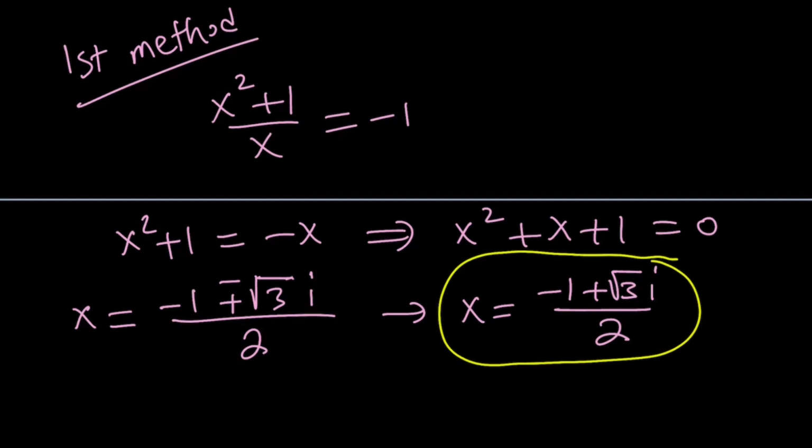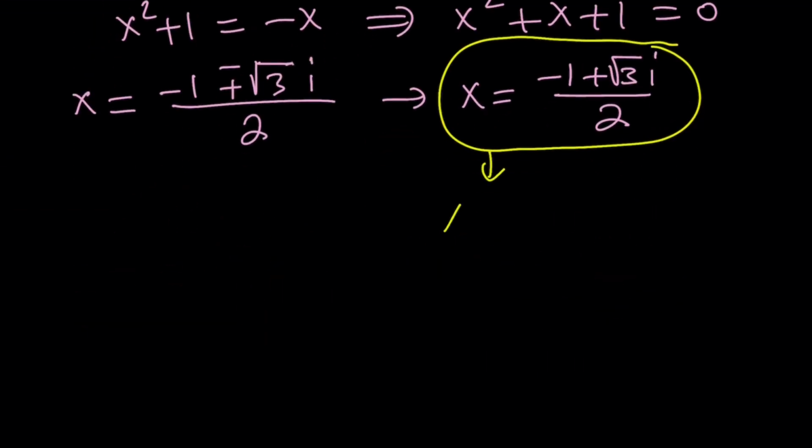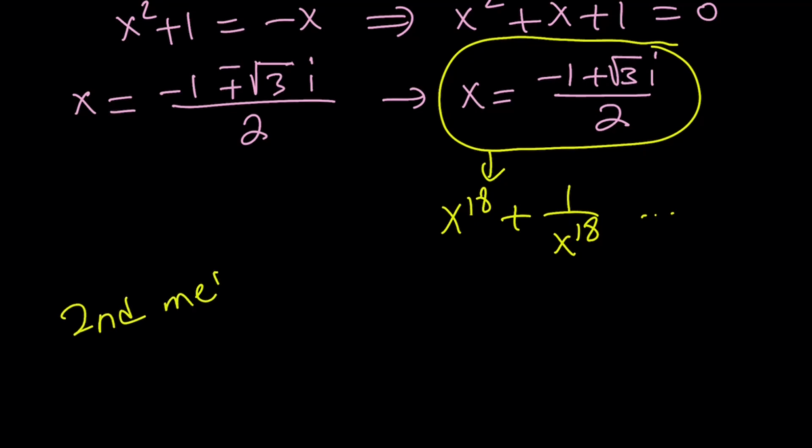Now you are going to substitute this into the expression, which is x to the power 18 plus 1 over x to the power 18. And good luck with that. You're going to raise this to the 18th power. Of course, you don't have to do it directly. There are other ways to do it, and we'll talk about those much better methods. So this method is not a really good idea, but again, still a method. All right, let's talk about the second method.